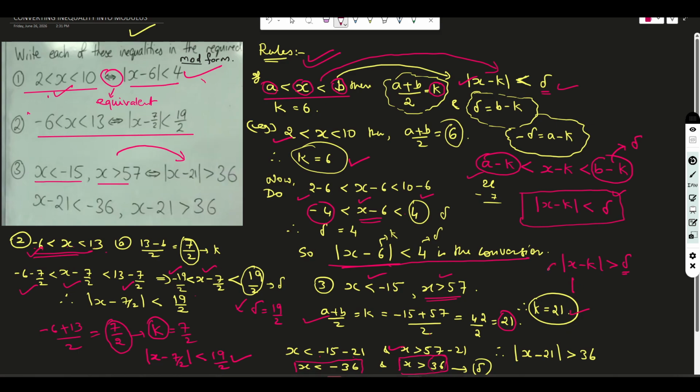So it will be modulus of x minus k value you got as 21. This time it will not be less than, it will be the greater than sign, and delta value will be this 36.